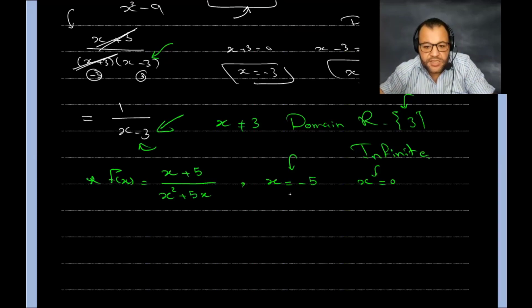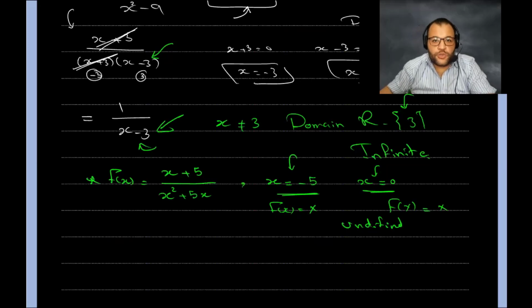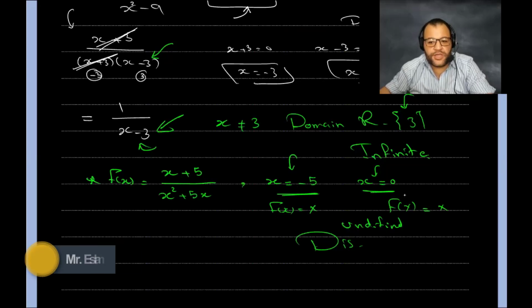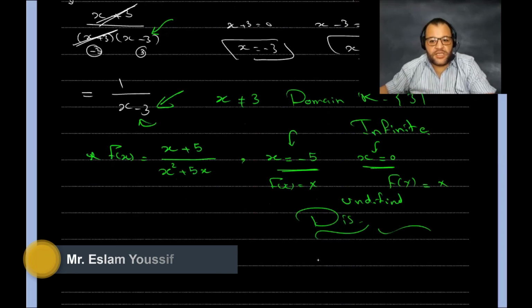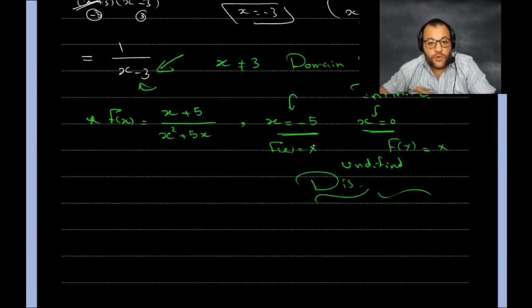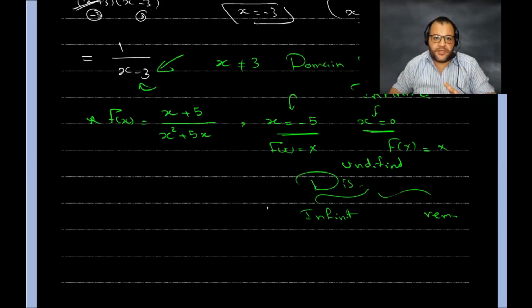It means in both cases, the first and the second, there is no value for the function. Is that right? Both of them will be undefined. So both of them are discontinuous at x equals negative 5 and x equals 0. Now we have two cases. The discontinuity could be what? Because there is no value for the function, it could be infinite, or removable. Which one will be removable? Which one will be infinite? That is the meaning.